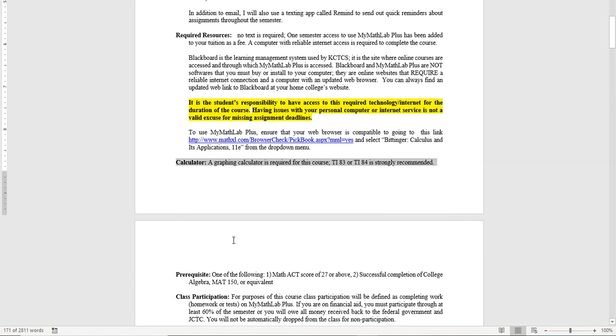A calculator is also required for this course. A graphing calculator, a Texas Instruments TI-83 or TI-84 is strongly recommended. Your instructor will use a TI-84 and is best equipped to answer questions about this particular calculator.